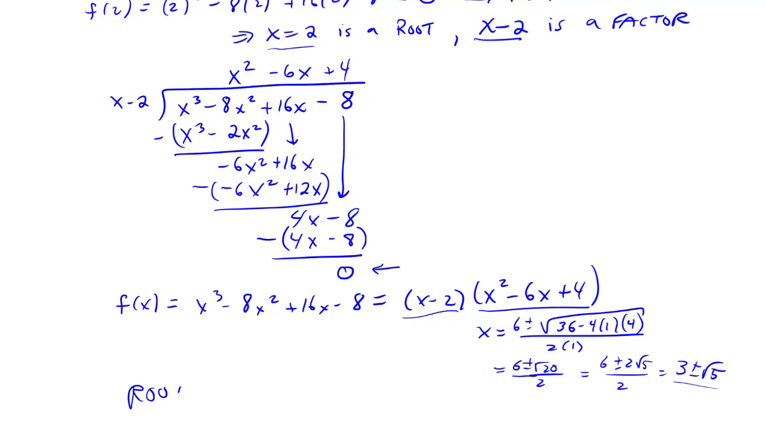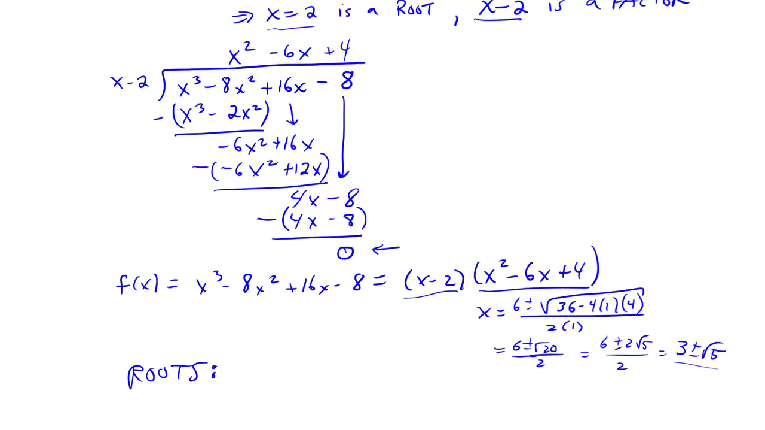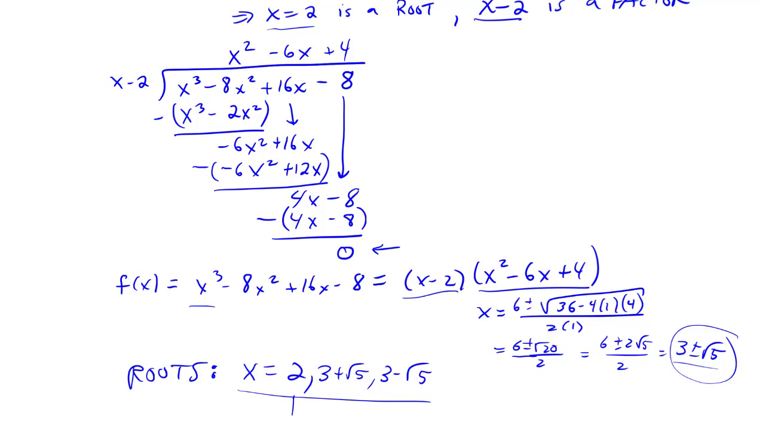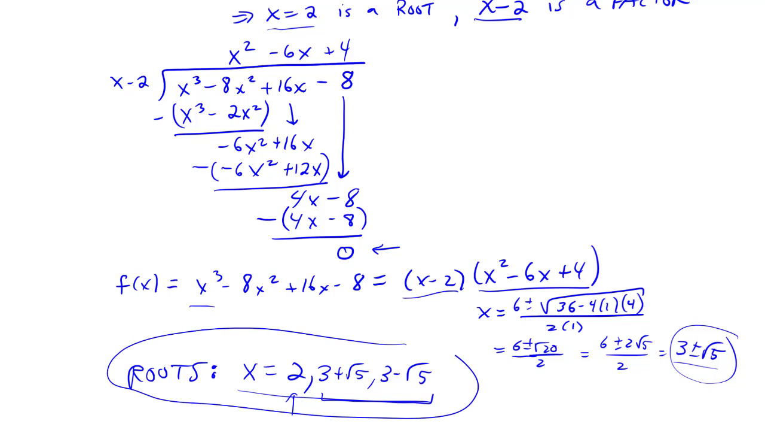Okay, so I'm ready. My roots, x equals 2. That I knew from before. And now I have 3 plus radical 5 and 3 minus radical 5. So, interestingly enough, I have my 3 roots as expected, where one was a rational root and the other 2 were irrational, but there's my 3 roots.